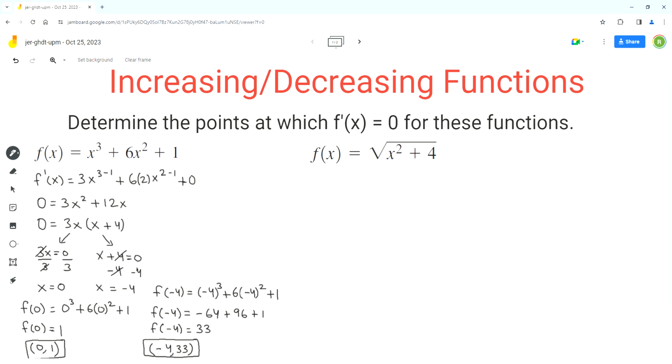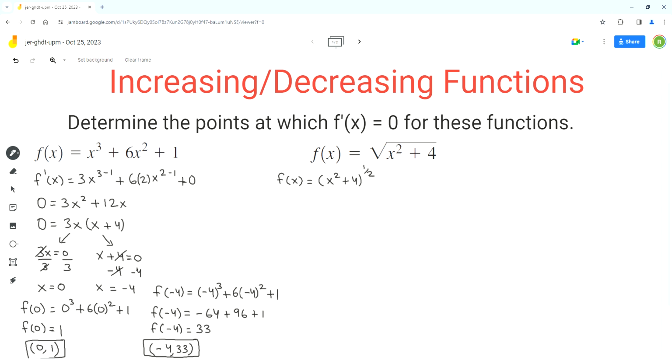Now we can analyze the second function. Now the second function is given to us in the form of a radical term. Now before we find the derivative, we should change the radical into a rational exponent because that will make it easy to find its derivative. So we can rewrite this function as f at x equals (x squared plus 4) exponent 1 over 2.